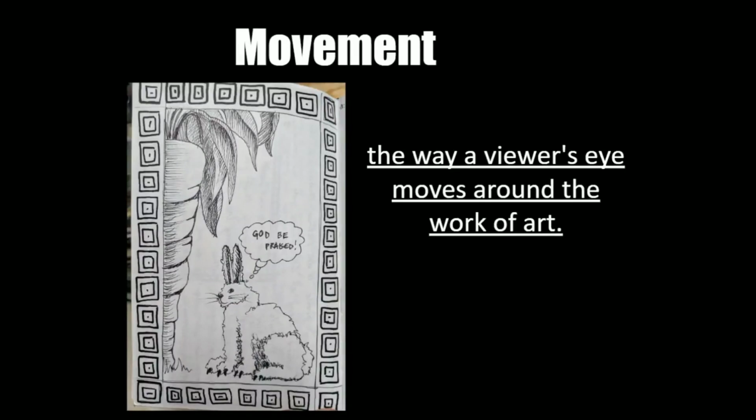Movement. The way the viewer's eyes move around the work of art. For example, in this case, your eye looks at the bunny first, and then maybe to the words, and then to the extra large carrot off the left of the page.